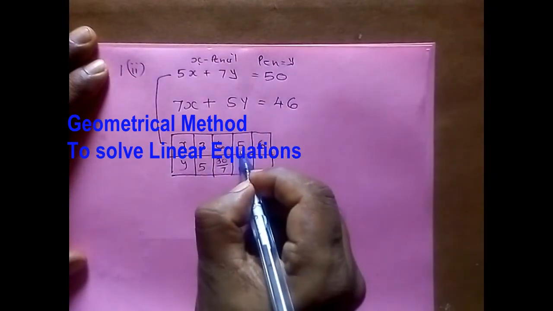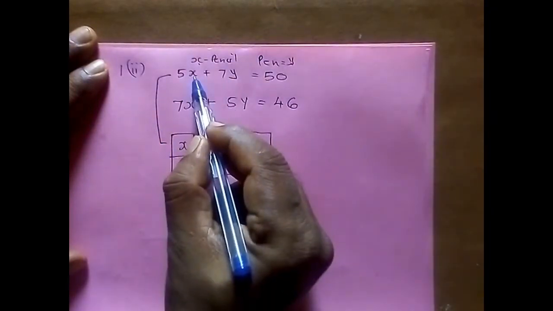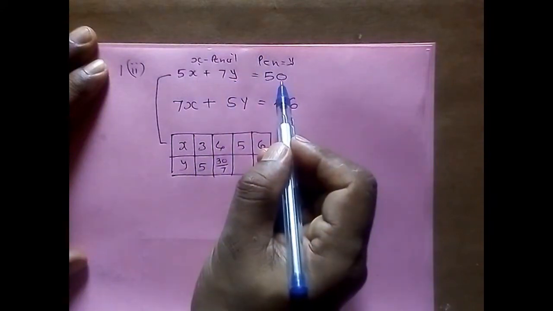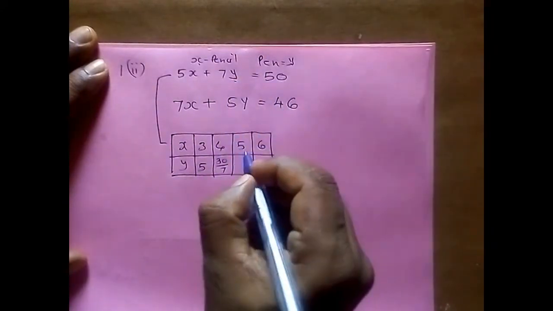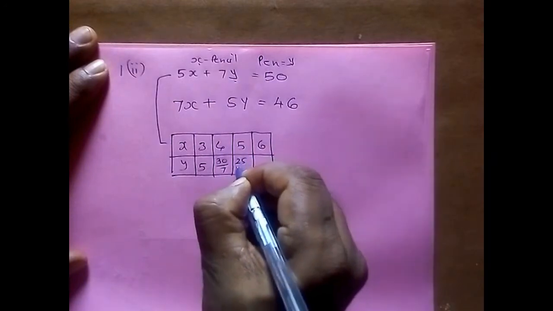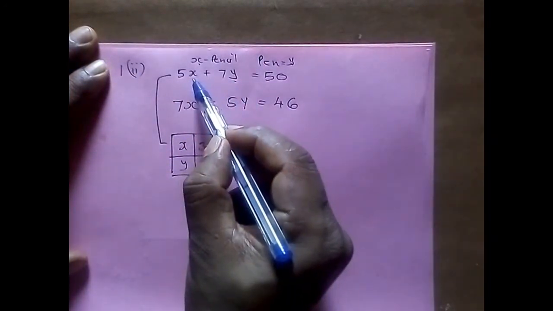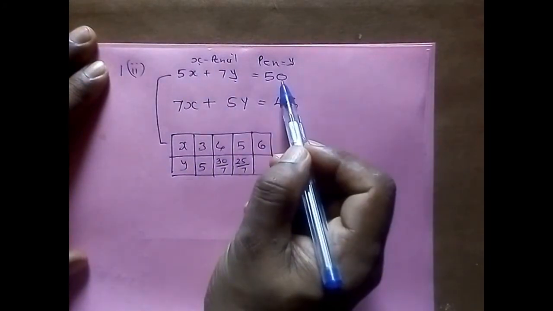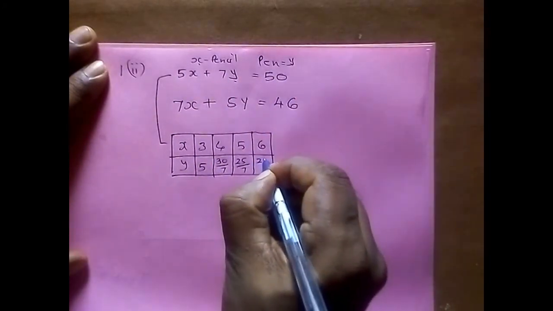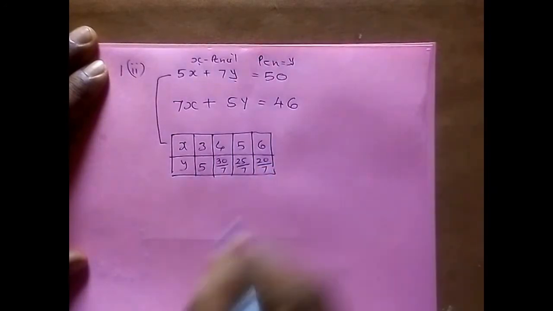When x is equal to 5, 5 into 5, 25. 7y is equal to 25. So y is equal to 25 by 7. When x is equal to 6, 5 into 6, 30. So 7y is equal to 20. So this is 20 by 7.